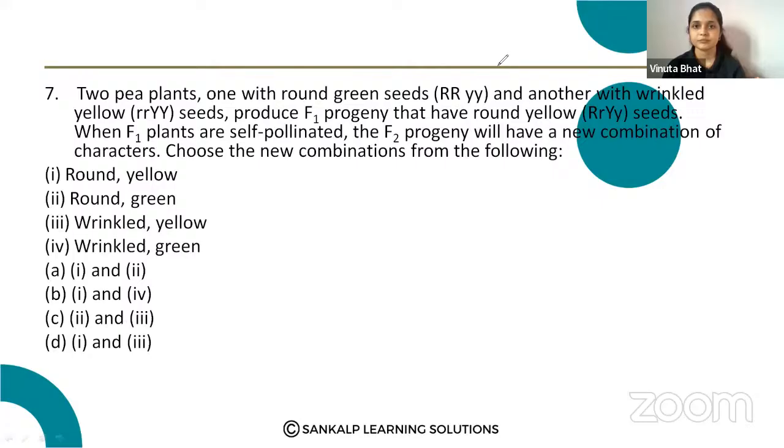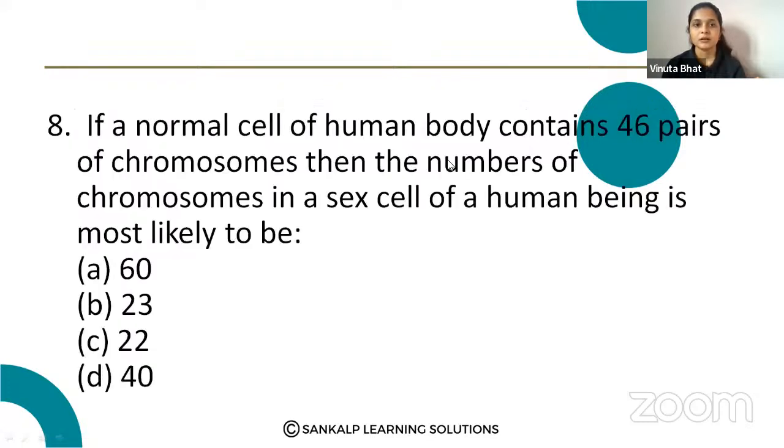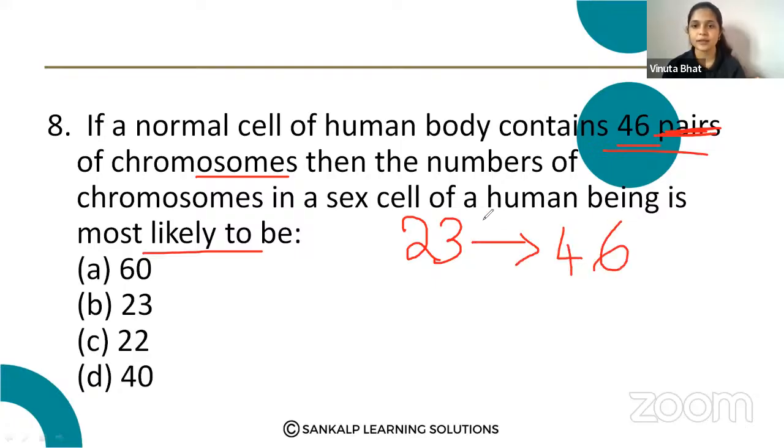Next question. If a normal cell of the human body contains 23 pairs, that is 46 chromosomes, then the number of chromosomes in a sex cell of a human being is most likely to be? You know that in human beings, 23 pairs means 46 chromosomes will be there.